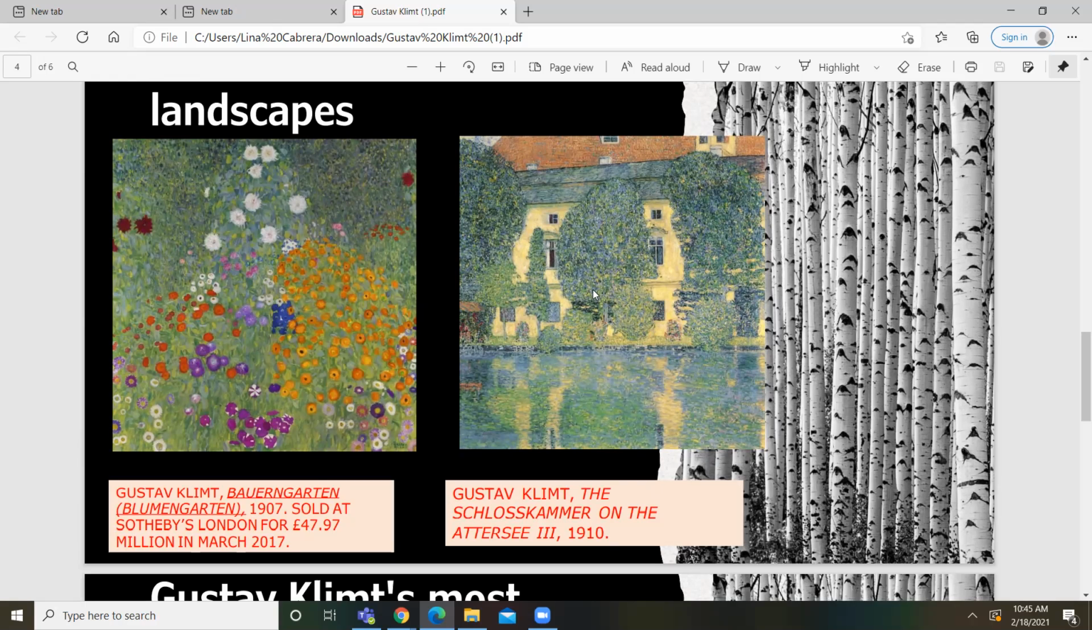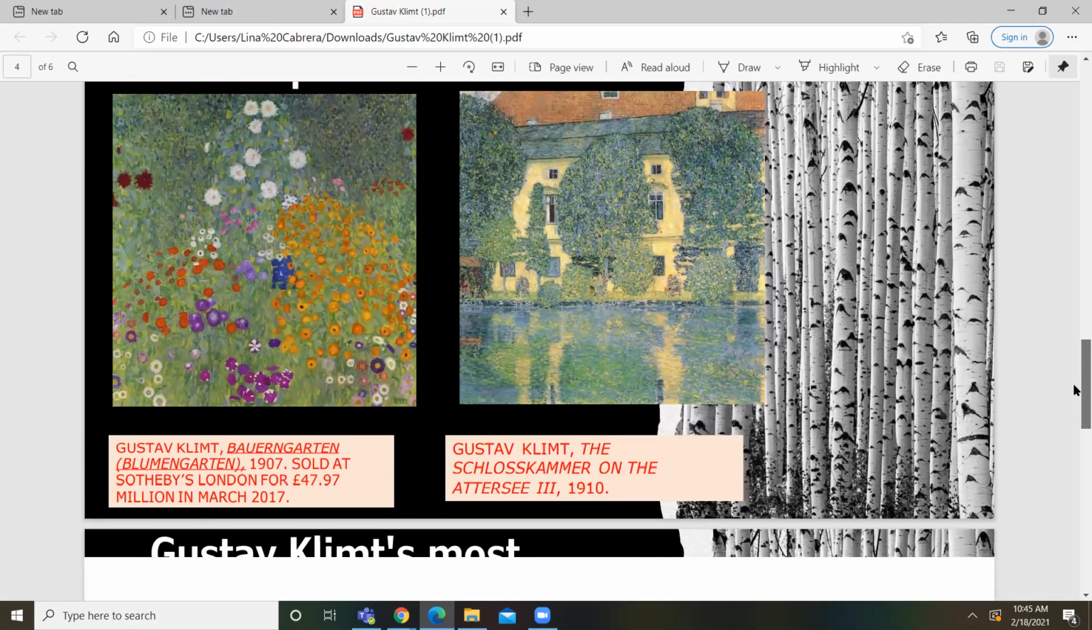This is a little different, but you can also see that it is a landscape. You see the beautiful trees. He does have a tendency of using blues and greens. And Gustav Klimt, this one is called the Schlosskammer on the Attersee 3. This was done in 1910, which is the early 20th century.